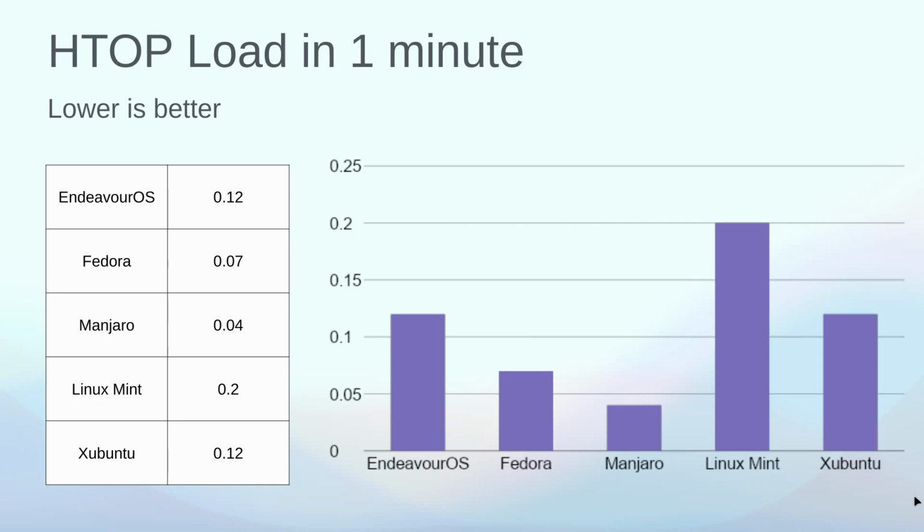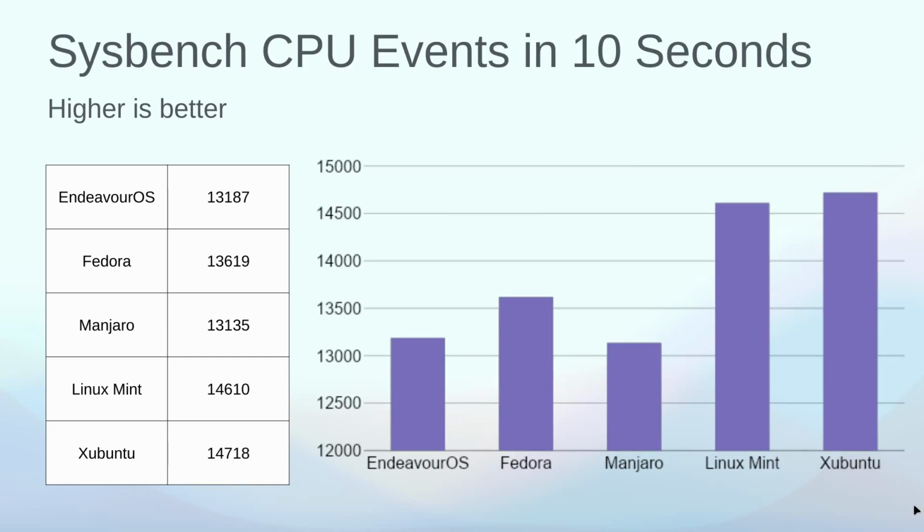I also looked at the HTOP load, which HTOP looks at in 3 different increments: 1 minute, 5 minutes, and 15 minutes. These are just the 1 minute numbers. Lower is better here. You can see that for me, Manjaro really tested better. Linux Mint here came in the slowest. This was the only time that I felt that Linux Mint failed me a little bit, and still it was not by a great number, but I was kind of surprised by that.